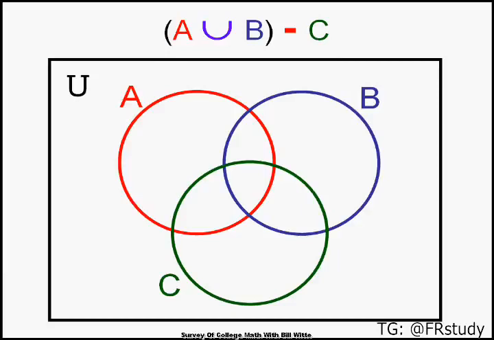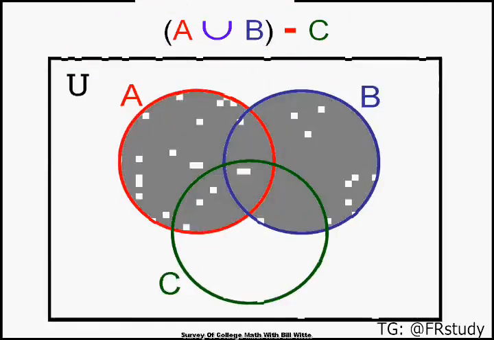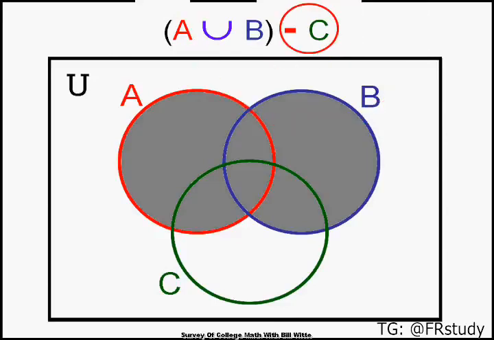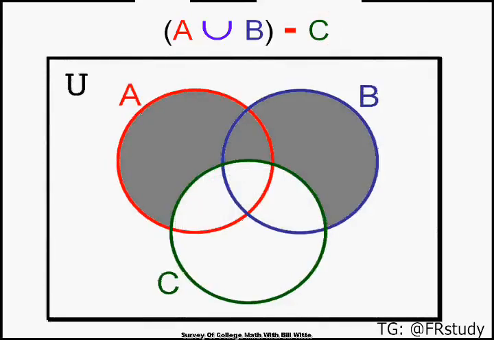How about this one? I want you to do what's in parentheses first. A union with B, do that in your head, and then subtract anything in C from that. Is A union B your final answer? No, we're going to subtract anything that's in C from that. You're absolutely correct, and that's the answer. Kind of wild, isn't it? This is going to be useful. I'll show you how in a little bit.